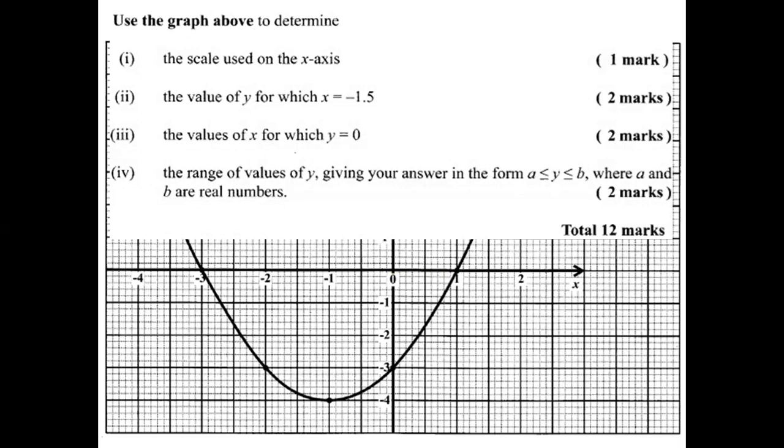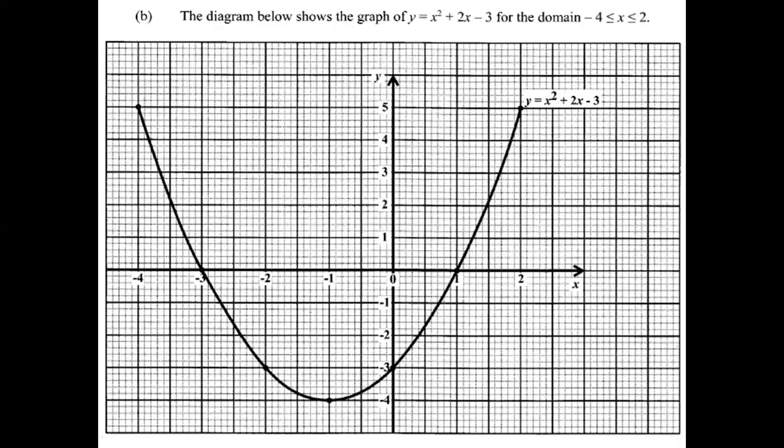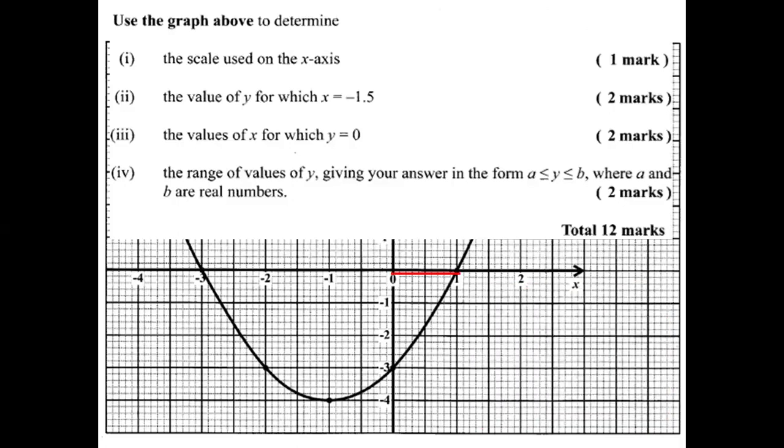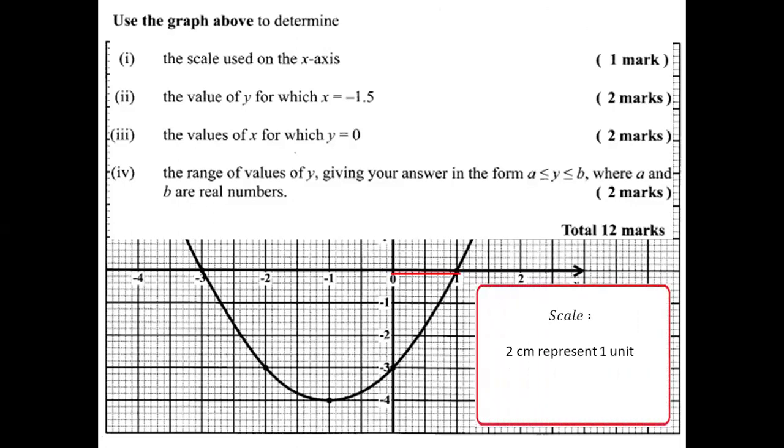Now, the first one says, the scale used on the x-axis, for 1 mark. Now, the x-axis is right here. And from 0 to 1, we notice that there are 2 centimeters being used. So the scale is simply this: 2 centimeters represents 1 unit on the x-axis, right? Simple.